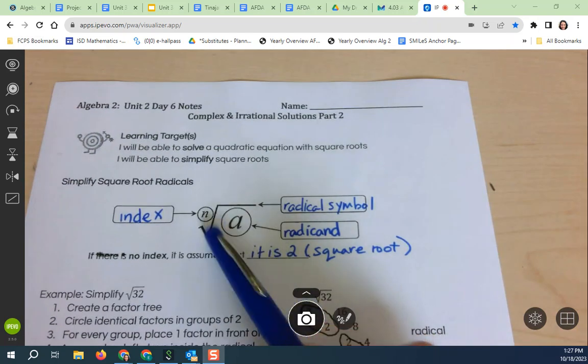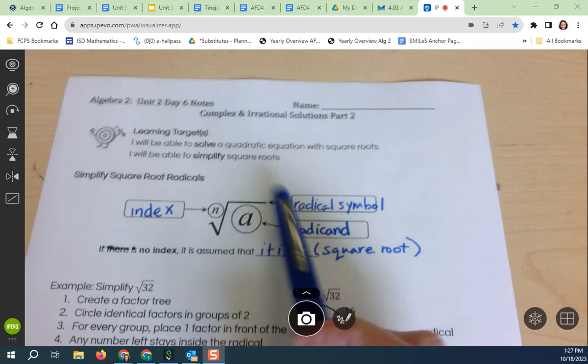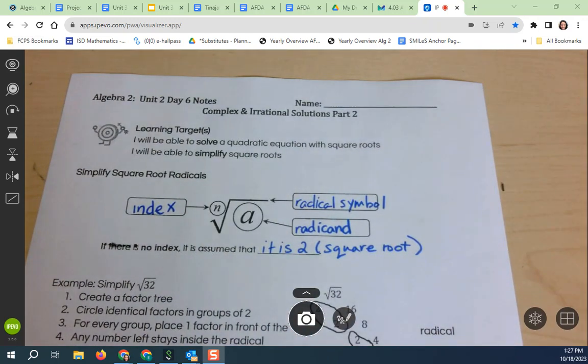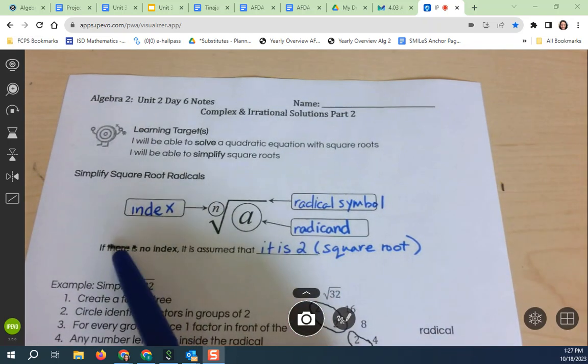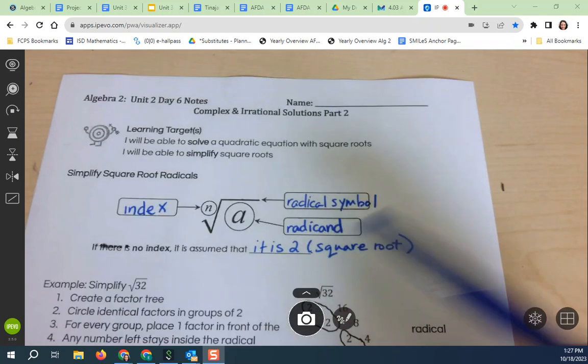The number under the radical is called the radicand. This is just the radical symbol. And then this is the index. You've seen an index when you do cube root. When you have square root, they just don't put any number in there. So if you see that there's no index, then it's assumed that it's a square root. The index is just 2.